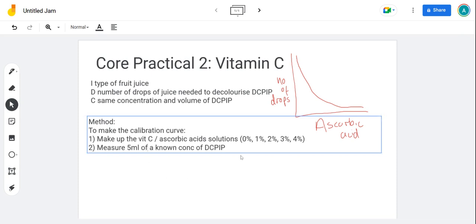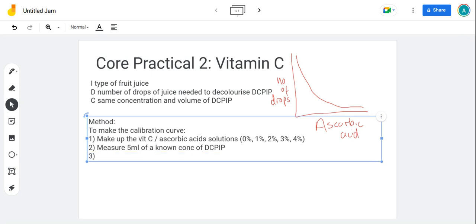Next, you're going to add one of your vitamin C solutions to this. So look at how we're not even using the juice in this section. This is just like the setup section. Okay, add 1 vitamin C solution. So that's one of your percentages from step 1 to the DCPIP, drop by drop.